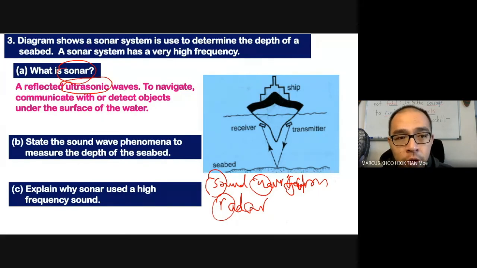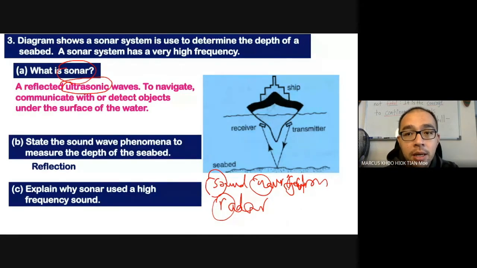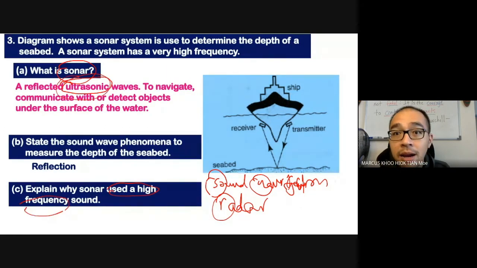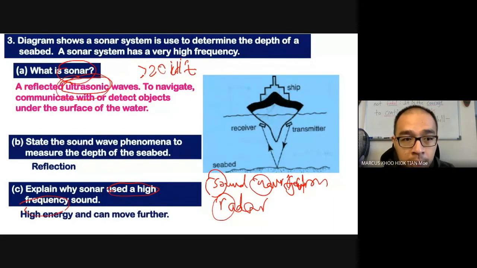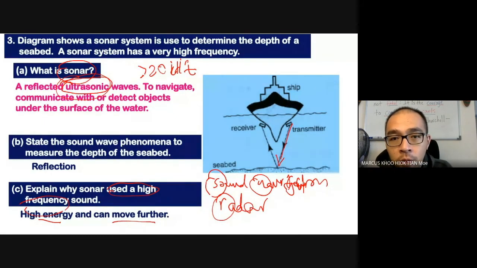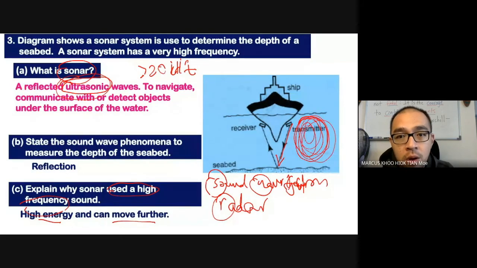State the sound wave phenomenon used to measure the depth of the seabed: it will be reflection, definitely reflection. Now explain why sonar uses a high frequency. We use ultrasonic waves, which are high frequency. Remember, ultrasonic is beyond 20,000 hertz. Why? Because high frequency means high energy, and high energy means the wave can move further. When you send out the waves, they have to overcome water friction, all this water that is going to stop the waves from moving. So we send it at high frequency so that it has high enough energy to move a lot further.